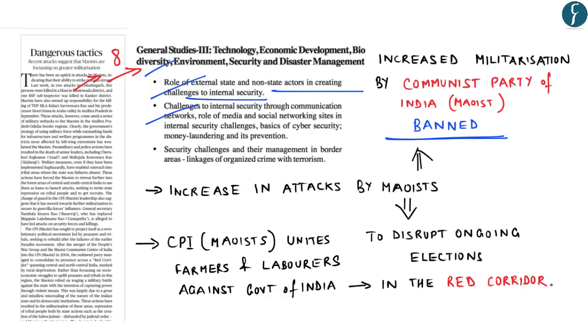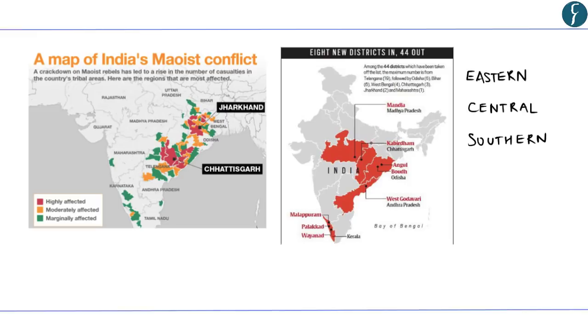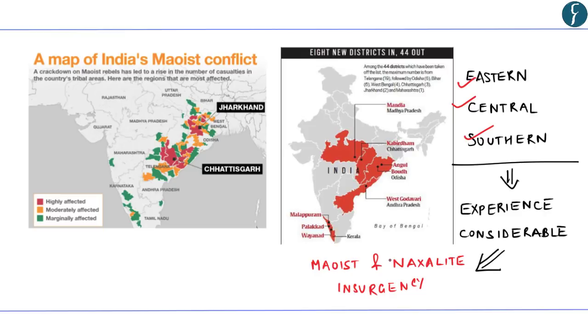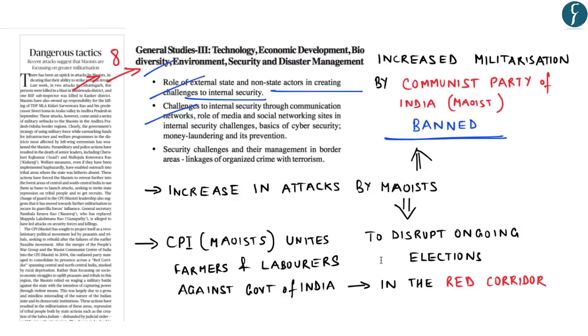So in this aspect, let us understand certain basic facts with respect to the Red Corridor. Now Red Corridor is the region in the eastern, central as well as parts of southern India which experience considerable Naxalite and Maoist insurgency. However, there has been a decrease in these Maoist and Naxalite insurgencies over the past few years. So this editorial effectively highlights the destruction caused by these Maoists, especially during the ongoing elections in Chhattisgarh. Now this issue of challenges to internal security becomes extremely important from our mains perspective.